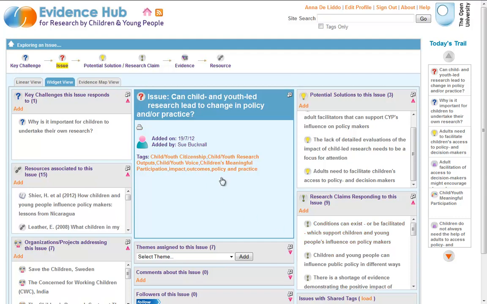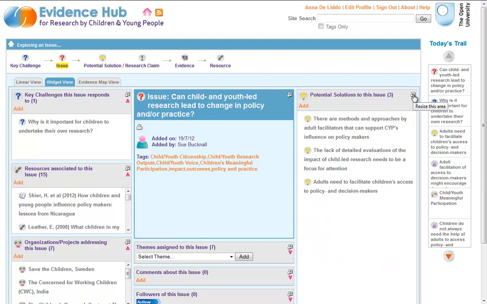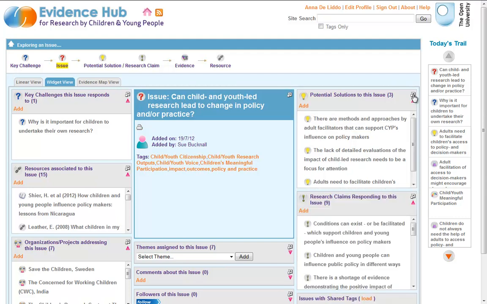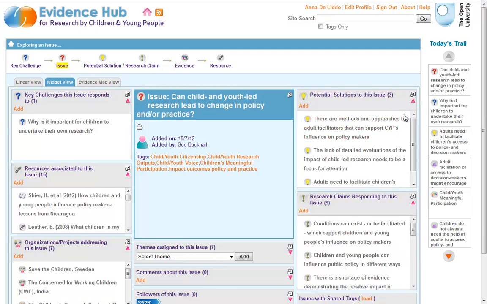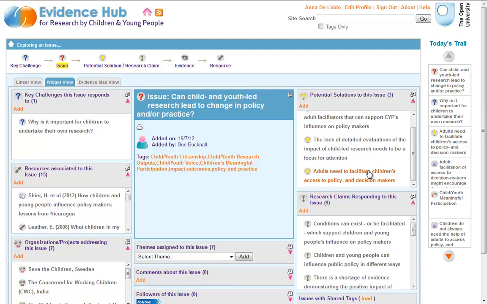Here we are looking at a particular issue: can child and youth-led research lead to change in policy and/or practice? You can see down the right hand side here that three potential solutions or answers have been given to this, and there's a whole bunch of research claims being made about this field. Let's look at one of the answers in particular.